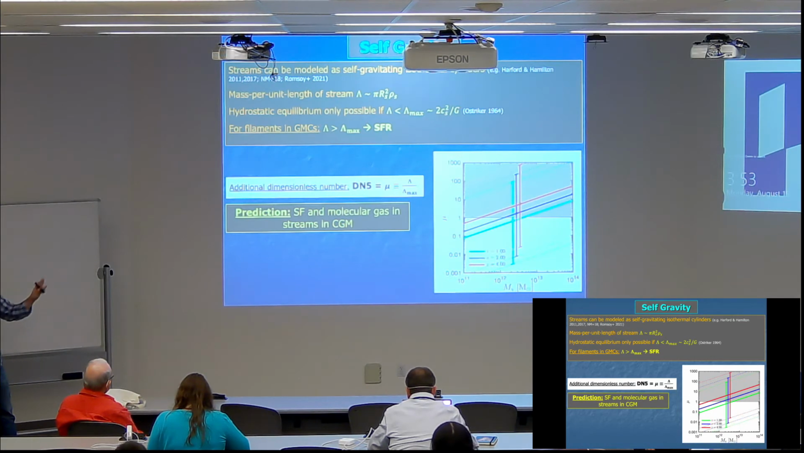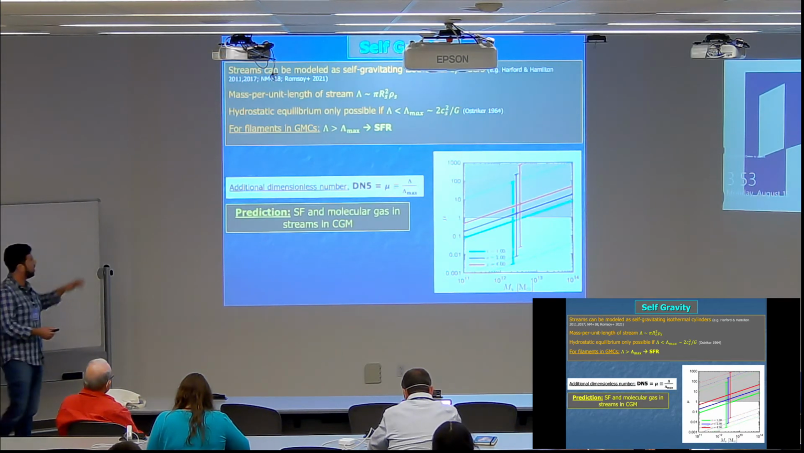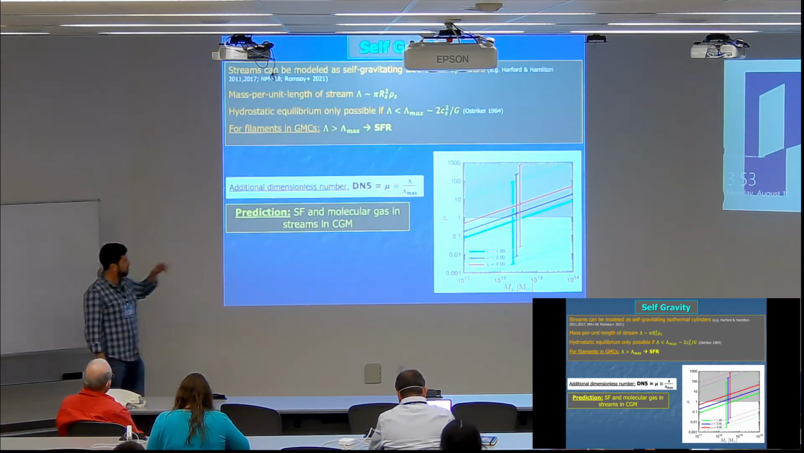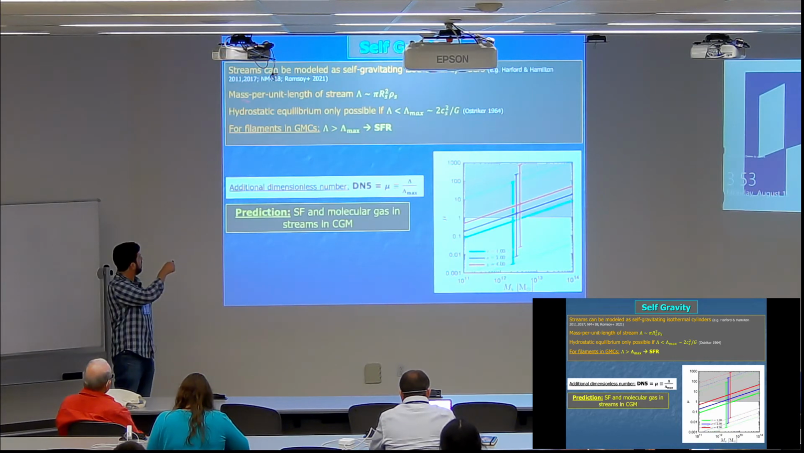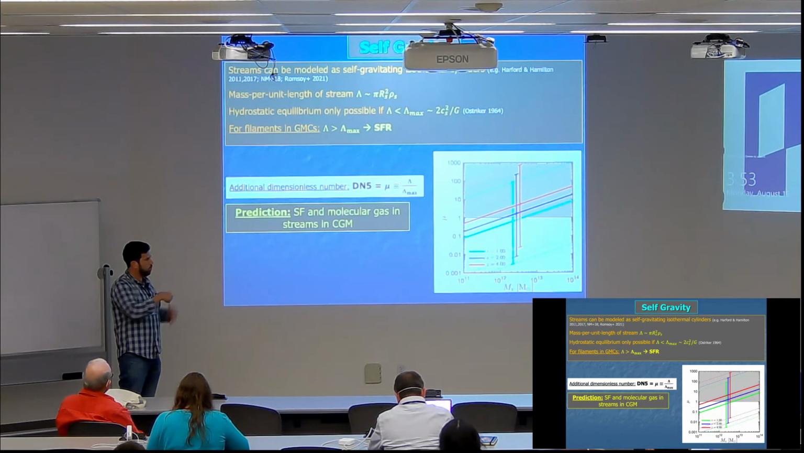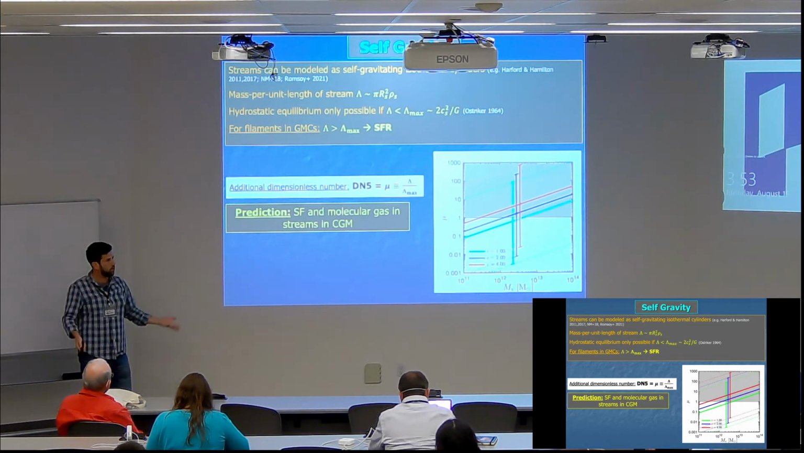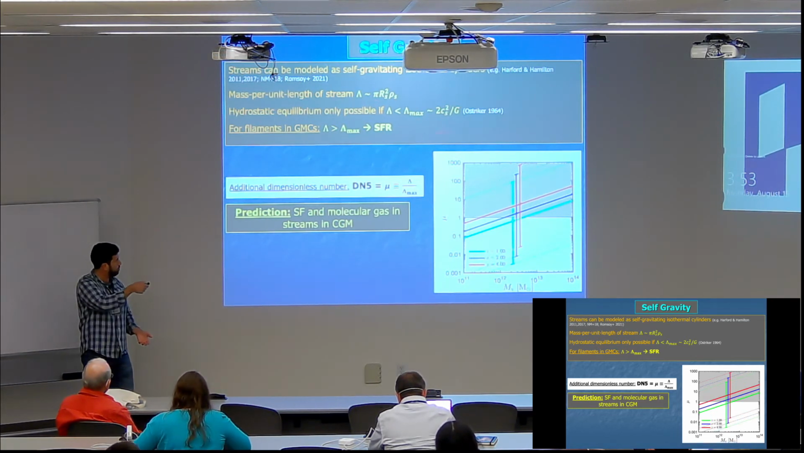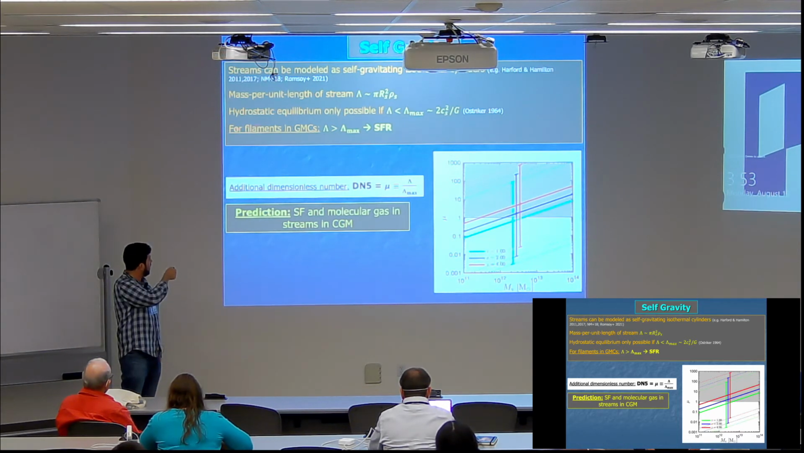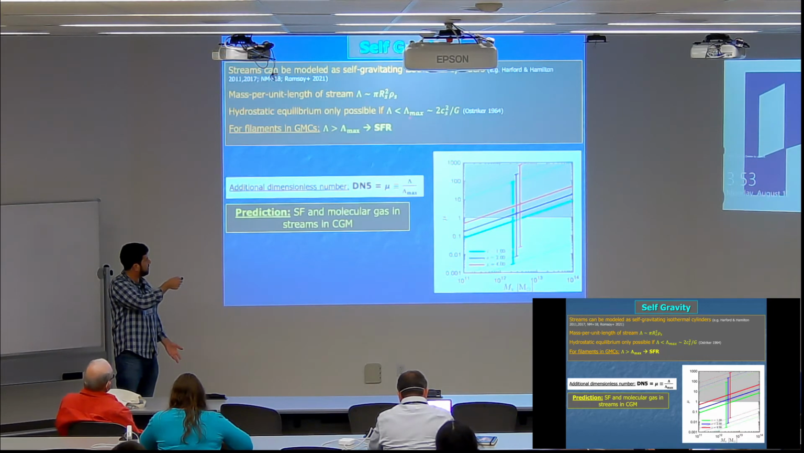In the interest of time, I'll just discuss this super quickly. Another physical process we haven't discussed is self-gravity. Streams can be modeled as self-gravitating isothermal cylinders. When you're talking about a self-gravitating cylinder, the most important other physical parameter is the mass per unit length of the stream, basically the cross-section times the density. And we know from Ostriker 1964 that hydrostatic equilibrium is only possible if this lambda is less than a critical value, which depends only on the sound speed.